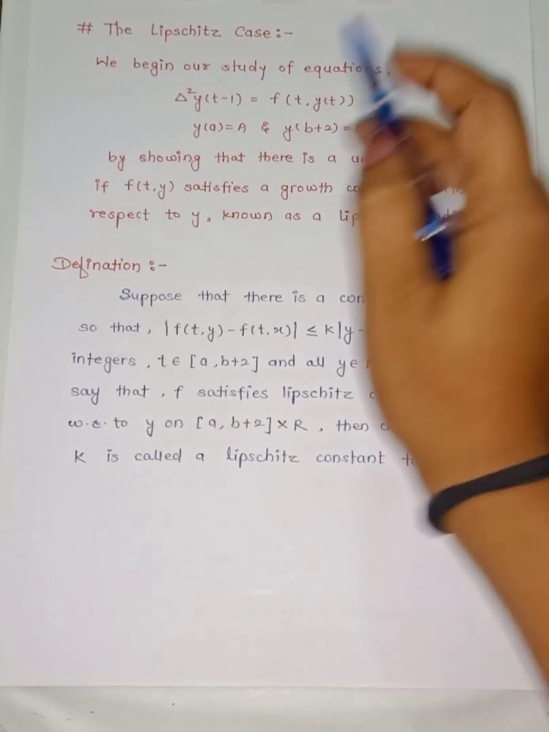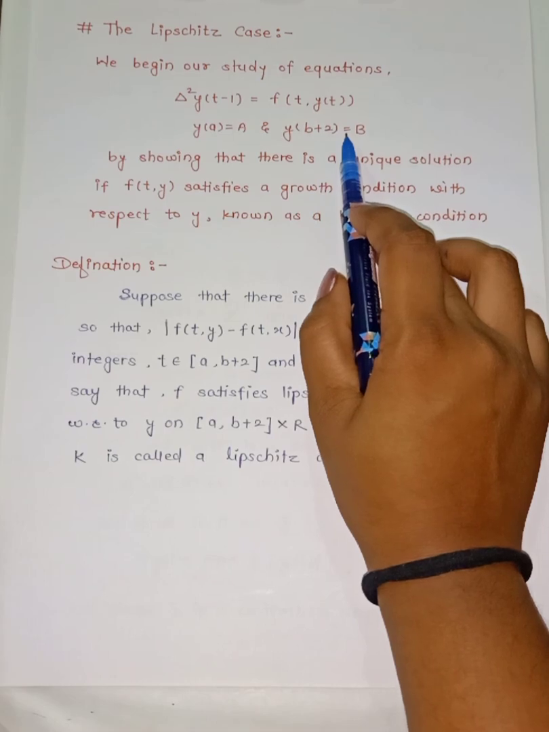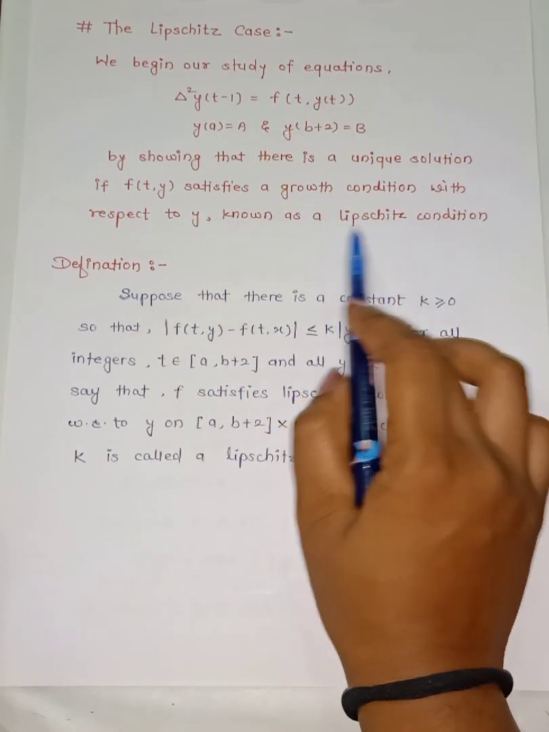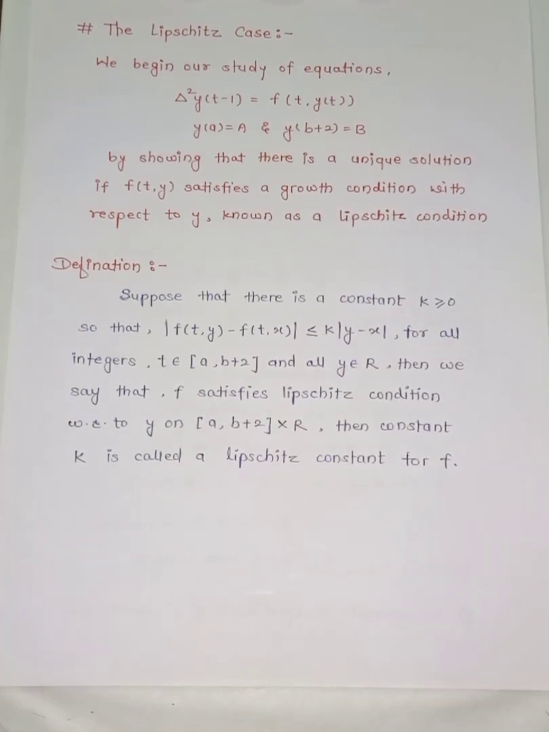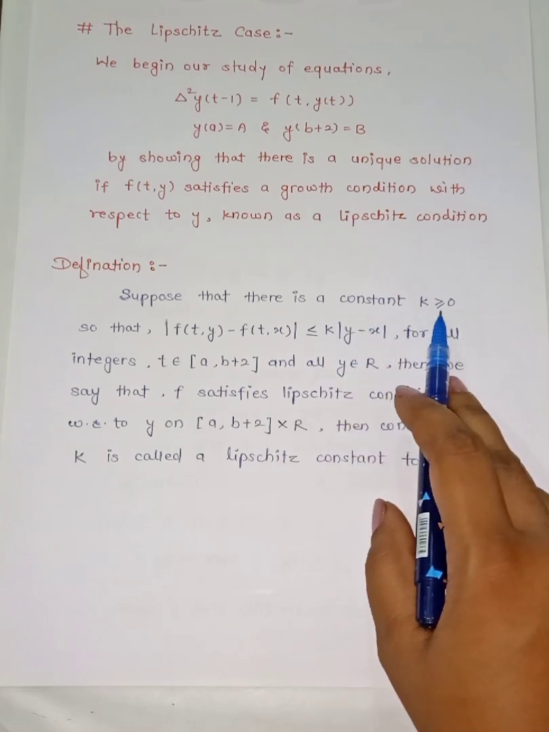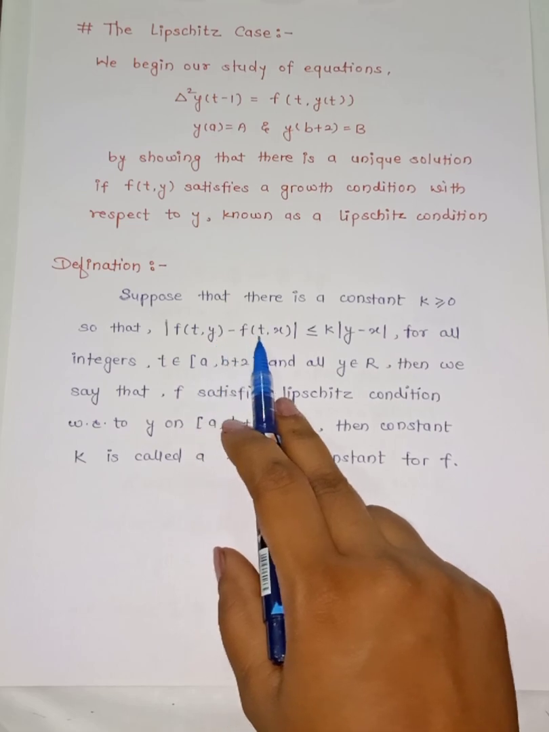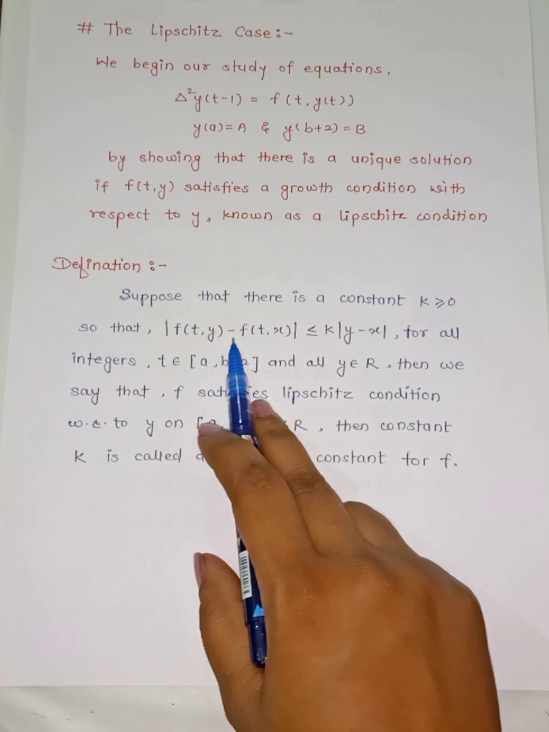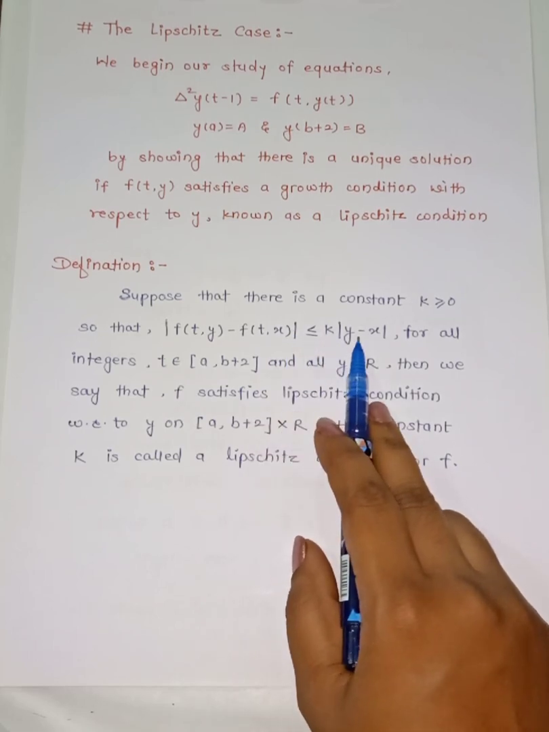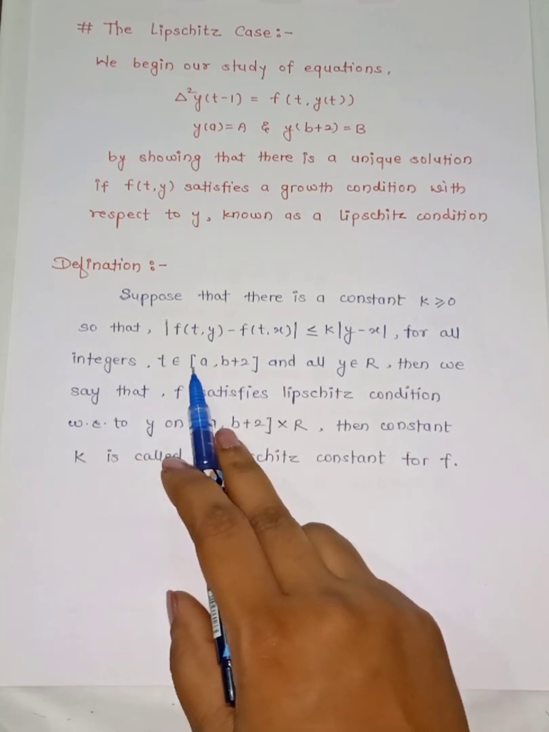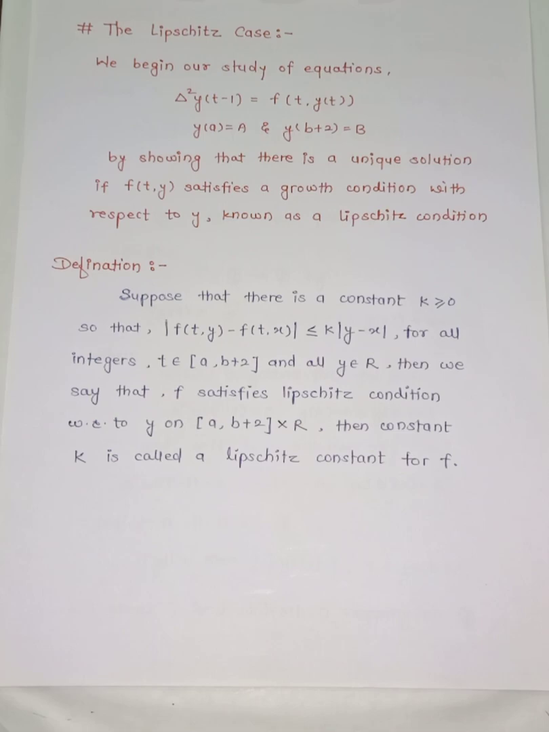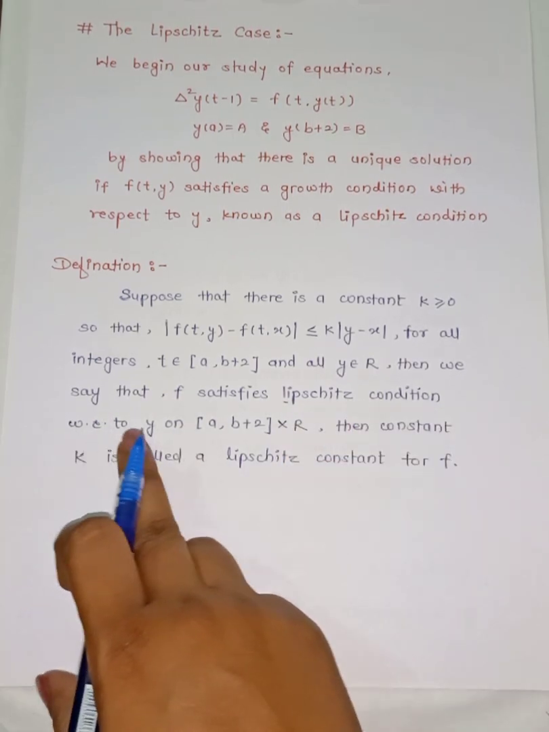If this equation is given with these boundary conditions, and we show that there is a unique solution for this f of t, y, then this condition will be known as the Lipschitz condition. So the definition is, suppose that there is a constant k greater than or equal to 0, so that the mod of f of t, y minus f of t, x is less than or equal to k times mod of y minus x, for all integers t which belong to the closed interval a to b plus 2 and y belongs to the real numbers. Then we say that f satisfies the Lipschitz condition with respect to y.